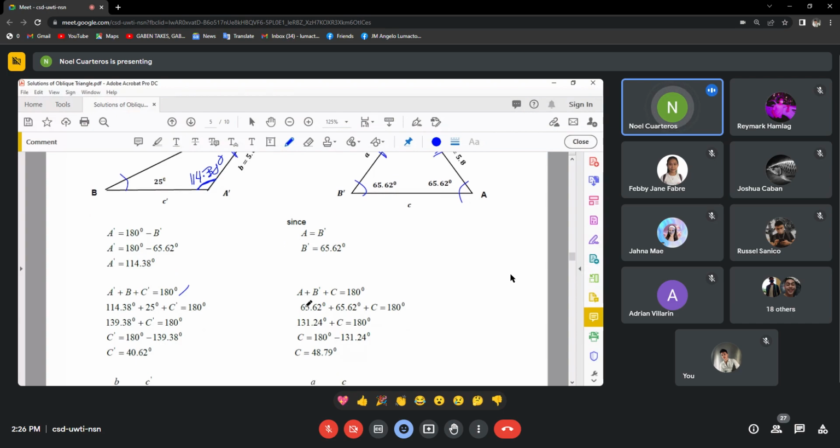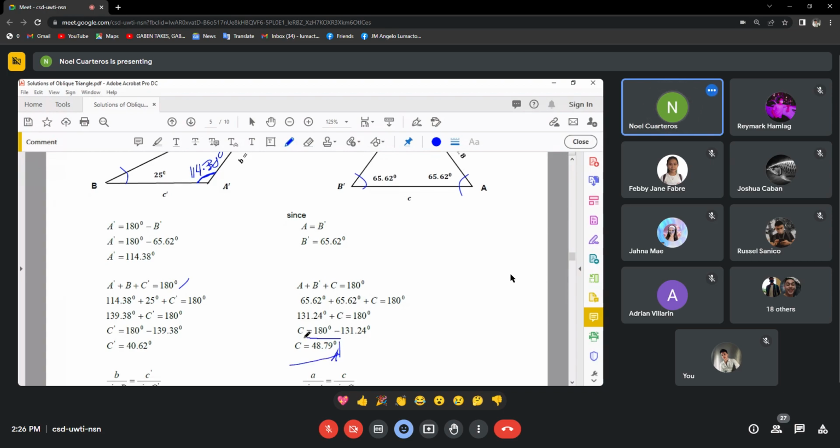Substitute the values: 65.2 plus 65.2 is equal to 131.24 degrees. Transpose to the other side: 180 minus 131.24 degrees is equal to 48.79 degrees. On the other hand, 114.38 degrees plus 25 degrees is equal to 139.38 degrees. Transposing, we have 180 minus 139.38 degrees. Our C prime will be equal to 40.62 degrees.